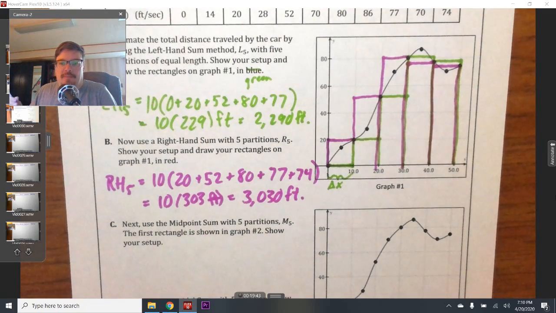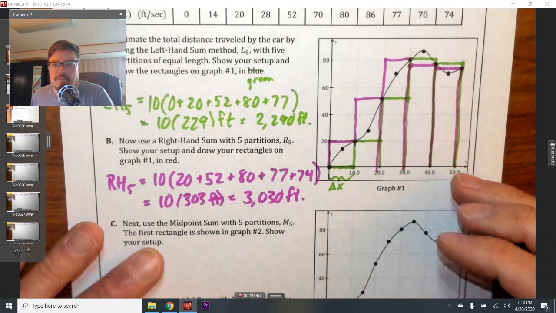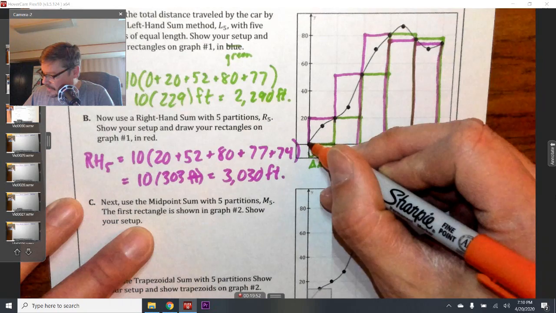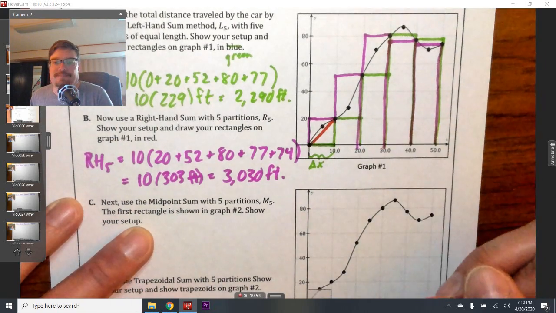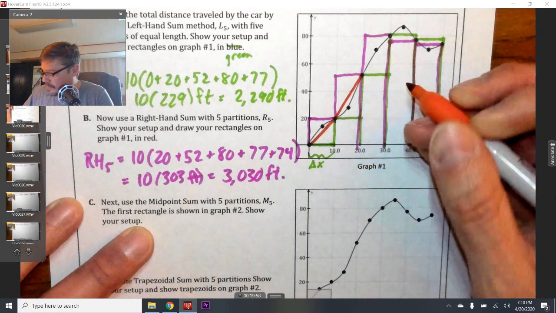Now the trapezoid is going to look like this. I basically draw the left and the right, and I draw a line right up to it. In this case that's a triangle, but from this one to this one, you see how that's a trapezoid?